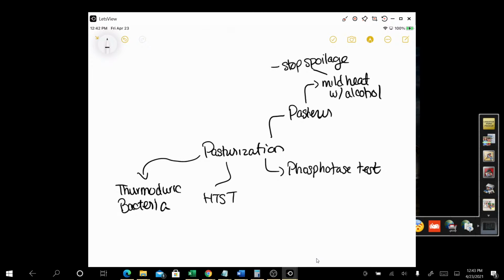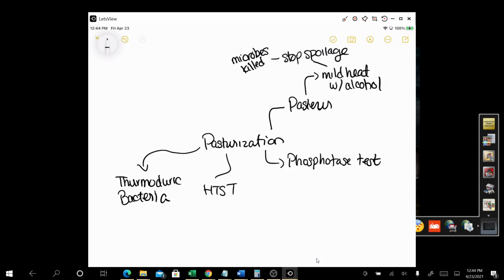That would mean that bacteria, or let's say better yet, microbes, were killed. Microbes that caused the alcohol to spoil. So he noticed that the preservation of the alcohol increased and the spoilage decreased when heat was used in alcohol.